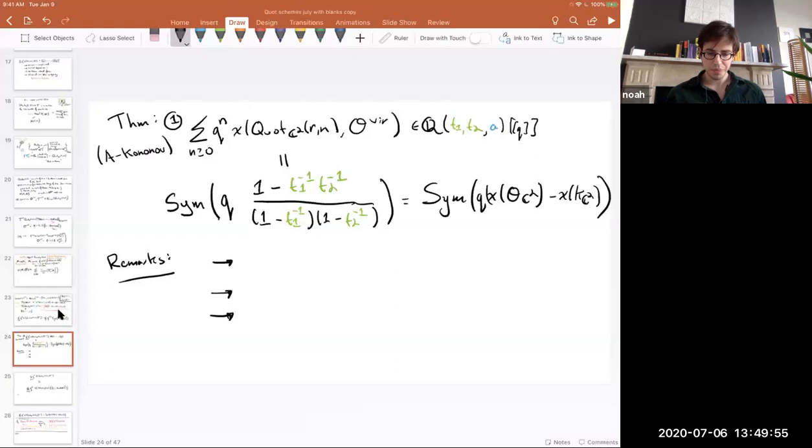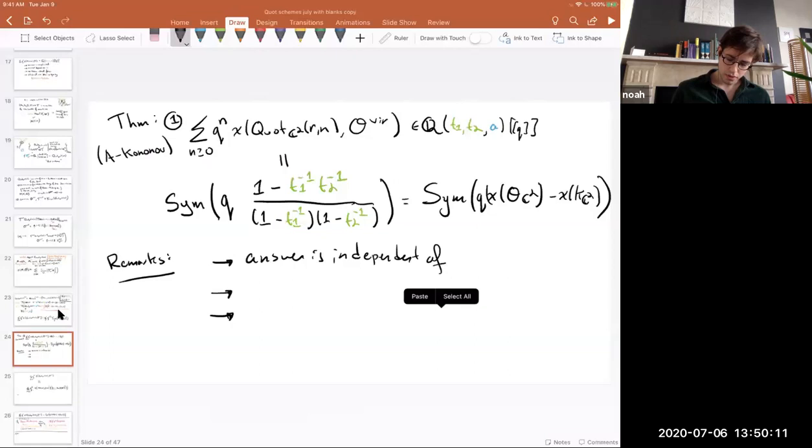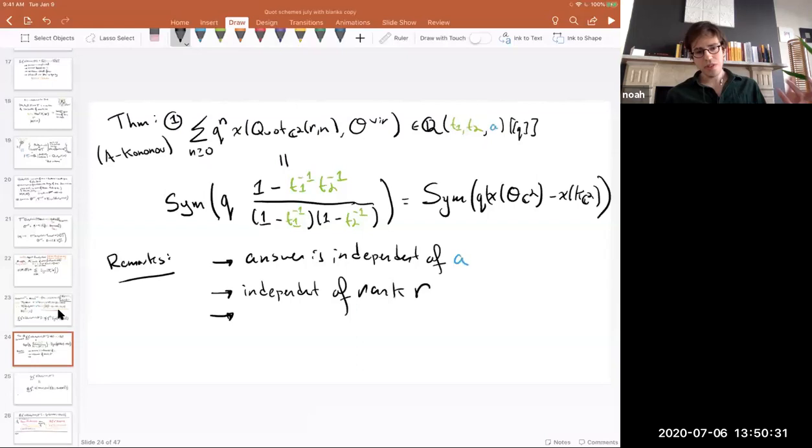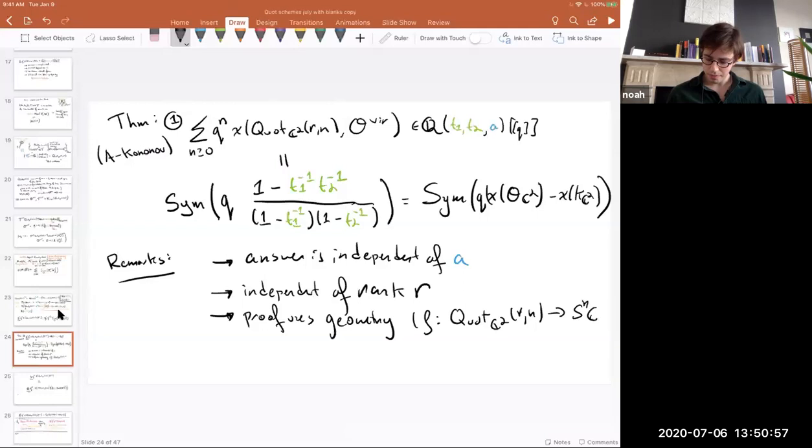And so some things to note in contrast to the smooth case in instanton moduli space, here the answer is independent of these framing variables A. In this particular case, it's actually independent of the rank R. I get the same answer for any rank. And in the Hilbert scheme case, I mentioned that there's a purely combinatorial argument, and there's a purely geometric argument. Yasha and I's argument mixes these. So the proof uses geometry, so this Hilbert Chow morphism and factorization along the Hilbert Chow morphism. So one has, like in the Hilbert scheme case, a quot Chow morphism and the localization description.